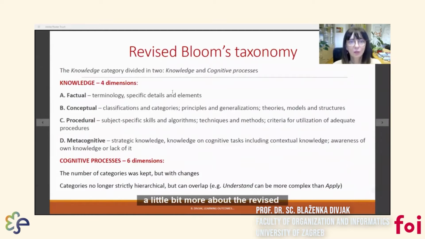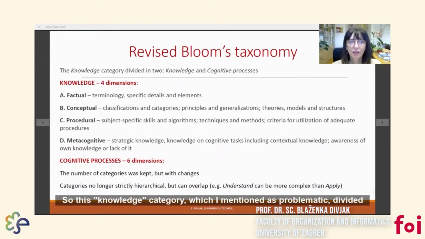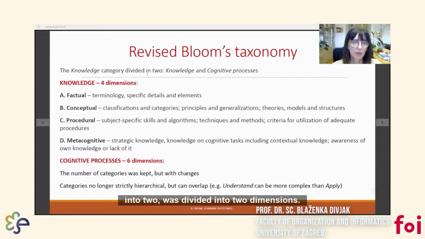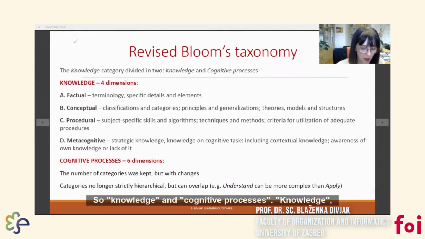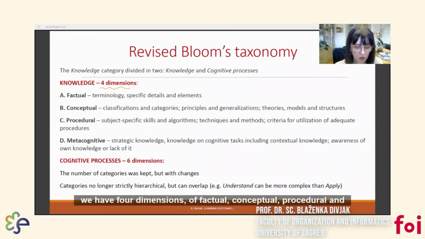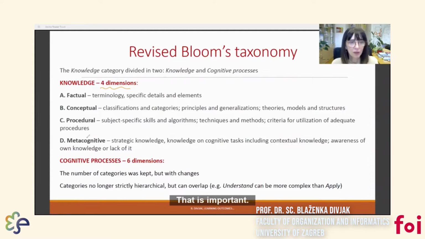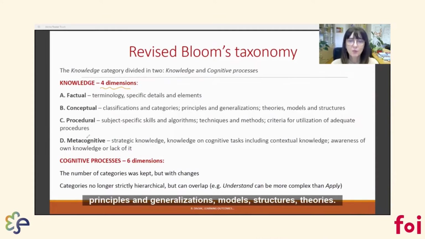Let me explain a little bit more about revised Bloom's taxonomy. So this knowledge category, which I mentioned as problematic, was divided into two dimensions, knowledge and cognitive processes. For the knowledge dimension, we have four types: factual, conceptual, procedural, and metacognitive. In factual, we have facts, specific details, elements, and important terminology. In conceptual, we refer to classifications and categories, principles, generalizations, models, structures, and theories.